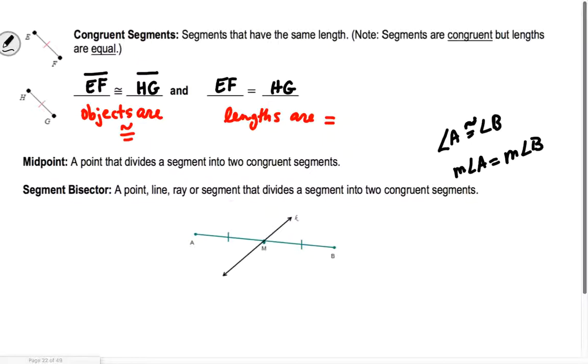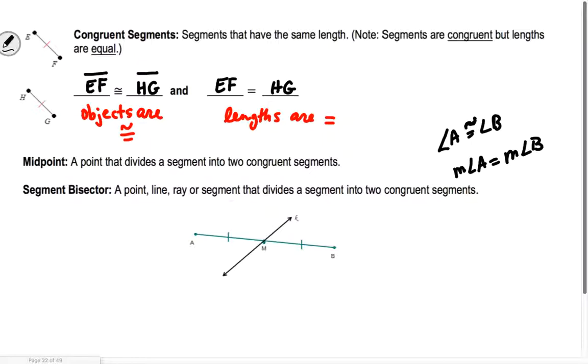All right, so midpoint. A point that divides a segment into two congruent segments. Okay? A segment bisector. Every single geometry test has a vocab section, by the way. So you should know these. So pay attention. Don't just be like, oh, I'm not going to pay attention, she's just reading definitions. Right? You have to do all this.